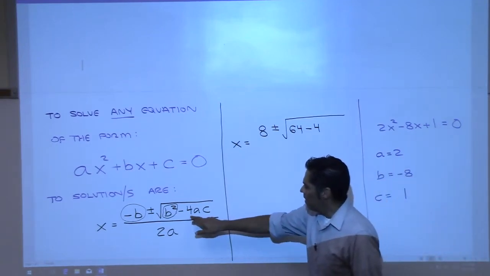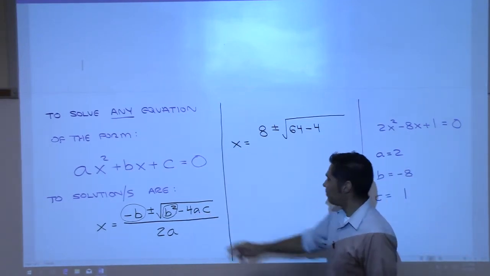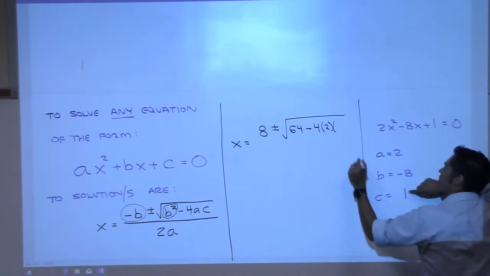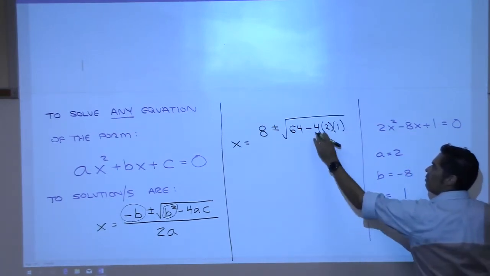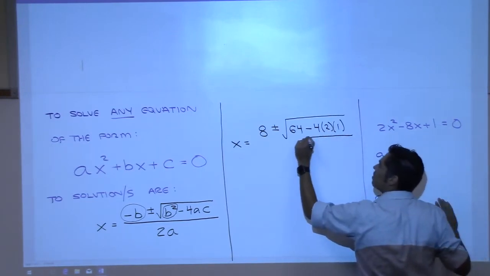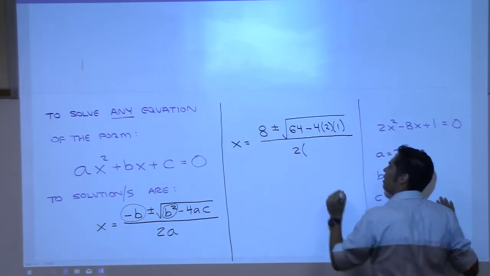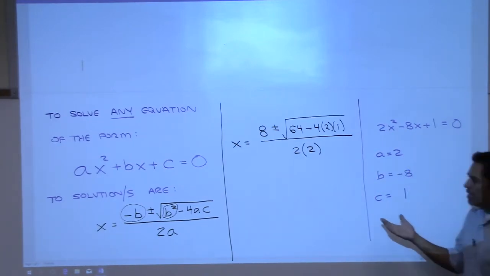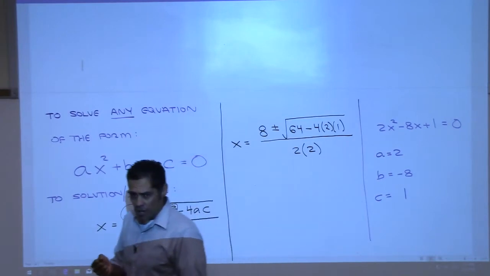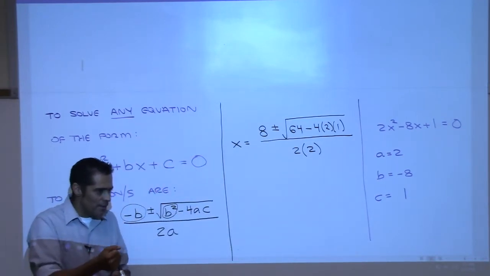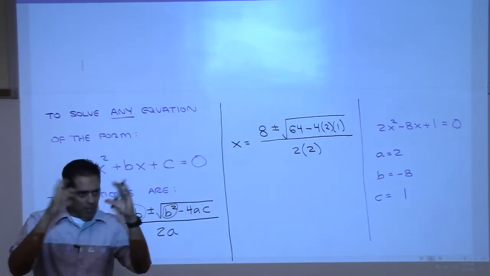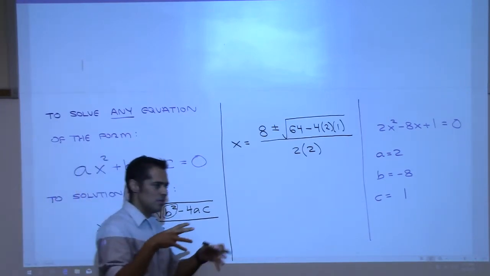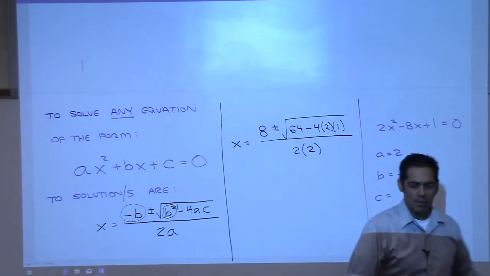So I'm right here. Now I need to multiply a times c, don't I? So I'm going to write this down. A is 2, so I'm going to put 2 here. And then c is 1, like that. 4 times 2 times 1. Then all of this divided by 2 times a, and a was 2. So in math, we call this type of thing a plug and chug. You're plugging in stuff and just chugging out the answer. Okay, there's no real factoring. We don't have to come up with numbers. No, this is just plug things in and then work out the solution.